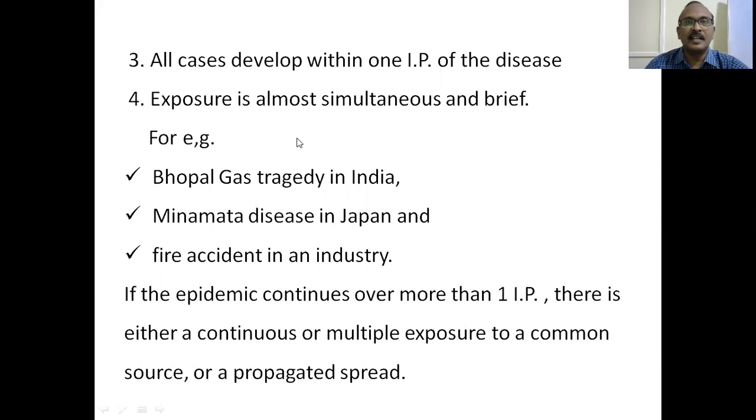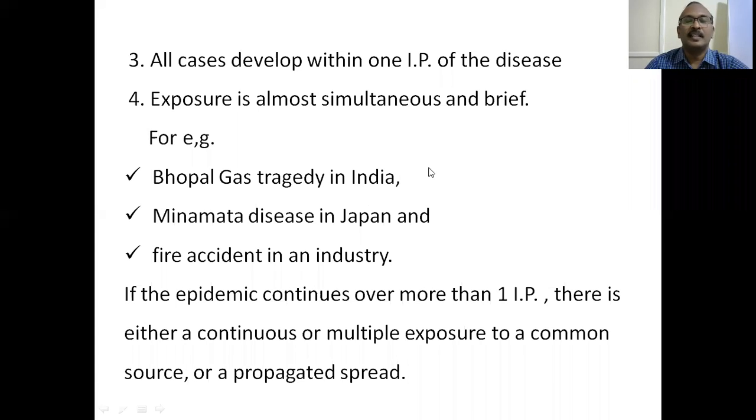The various examples under point source epidemic are the Bhopal gas tragedy in India. If you remember this gas tragedy by Union Carbide Company, which was in Bhopal, there was a release of gas on December 2nd and 3rd. It happened in the midnight of December 2nd, way back in 1984, when there was a release of methyl isocyanate gas, and this gas affected all the people in and around Bhopal. So this is the Bhopal gas tragedy, and this was due to the explosion of the methyl isocyanate gas.